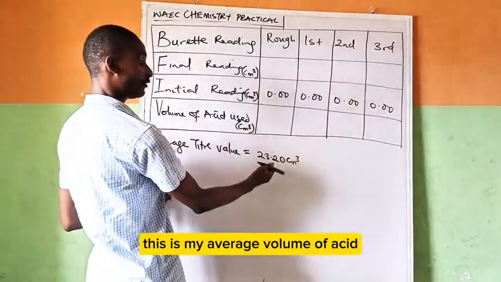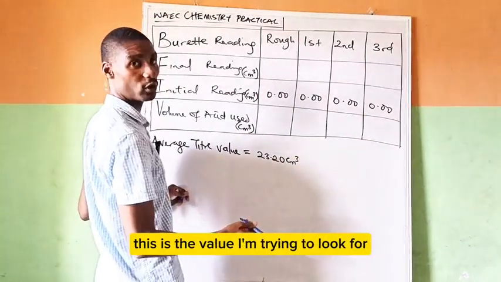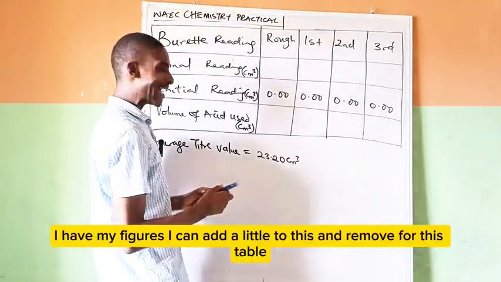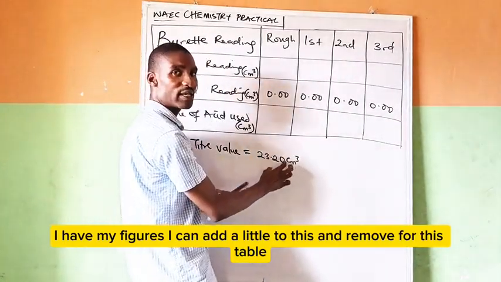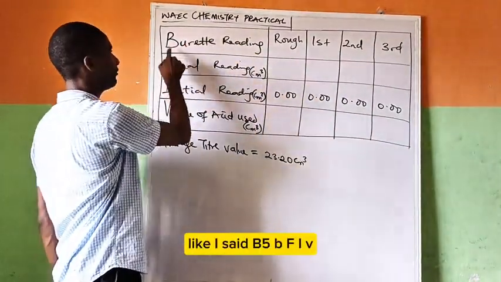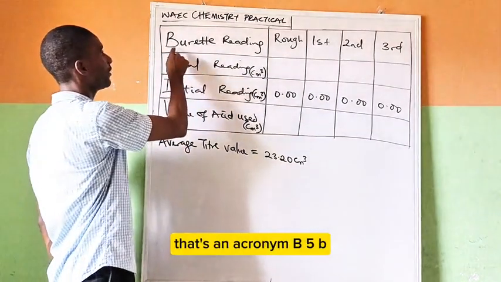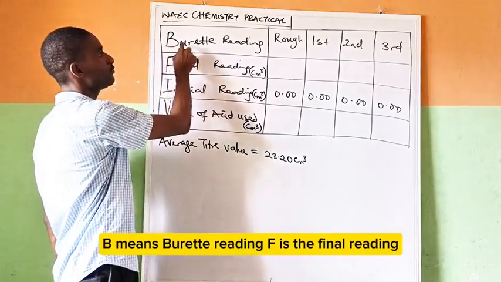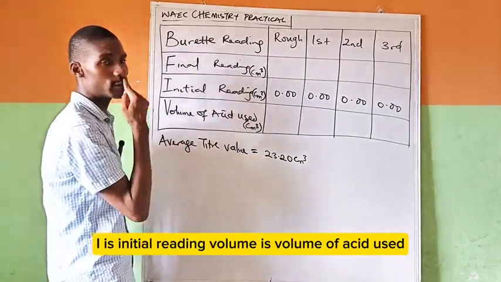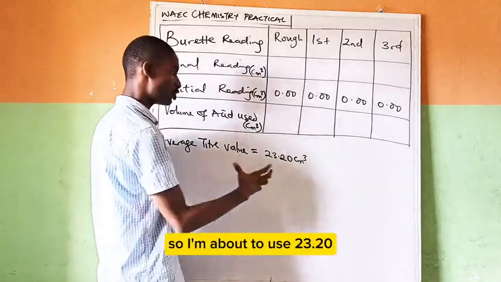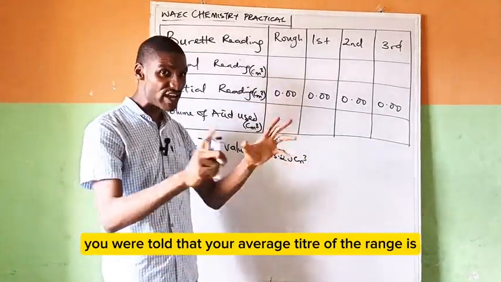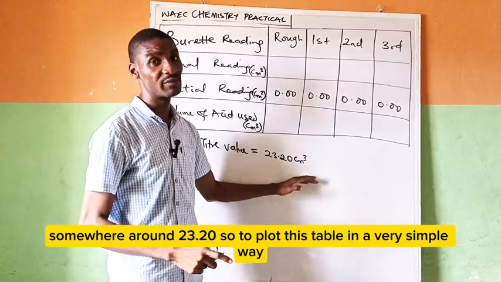This is my average volume of acid. This is the value I'm trying to look for. So I'm going to try to have my figures. I can add a little to this and remove. For this table, like I said, B5, BFIV, that's an acronym. B means burette reading, F is the final reading, I is initial reading, V is volume of acid used. So I'm about to use 23.20. Let's assume you were told that your average titer value range is somewhere around 23.20.